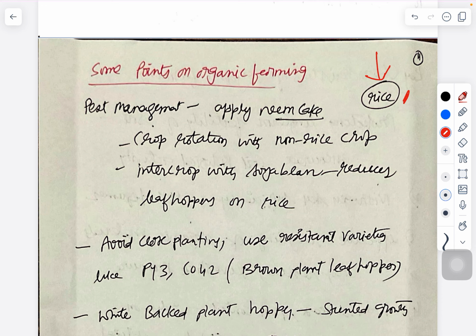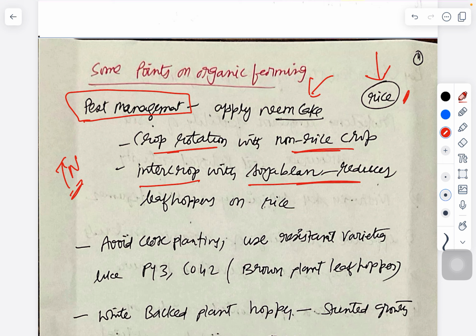But if you are going for organic farming and want to control pests, from my understanding, and from what I saw on some Tamil Nadu websites, you apply neem cake. You can also do crop rotation with a non-rice crop, or intercrop with soybean, which reduces the leaf hoppers on the rice. So this is just one method.